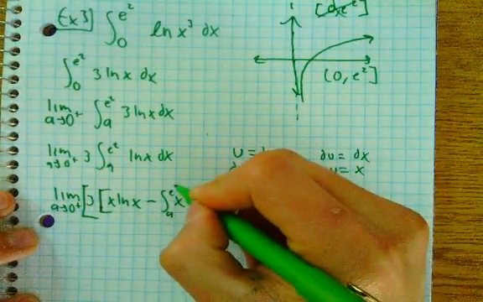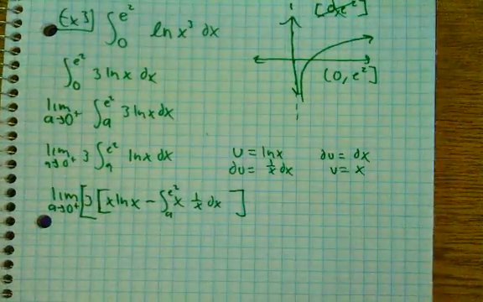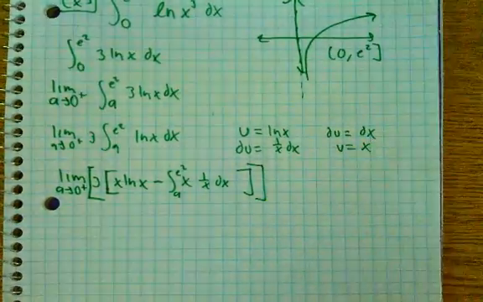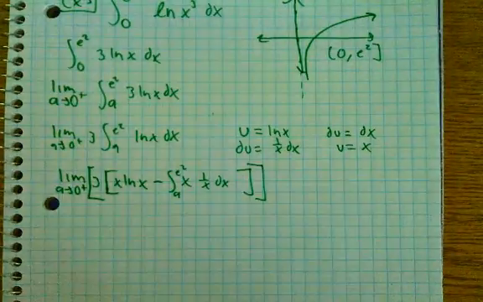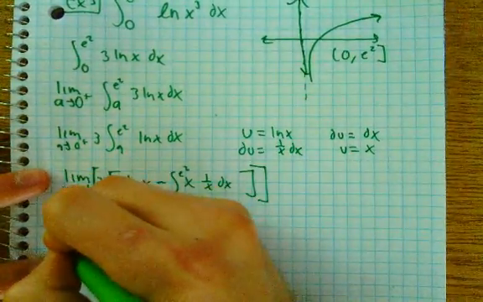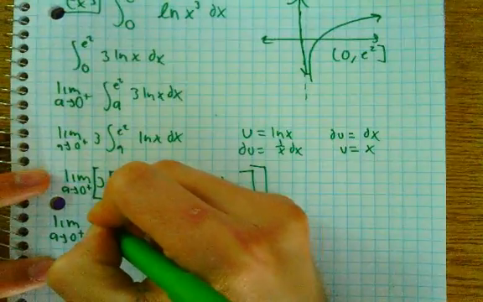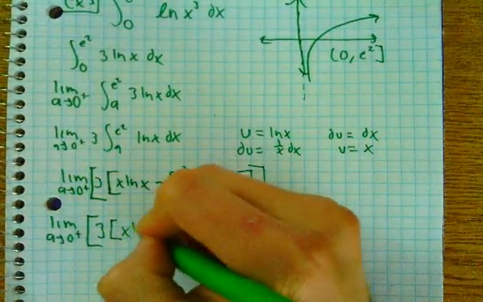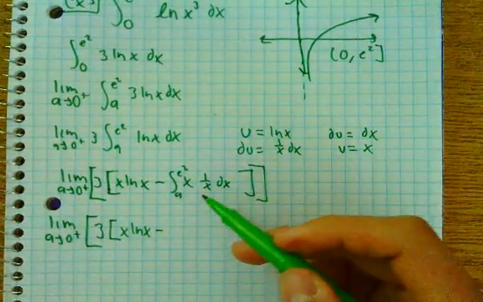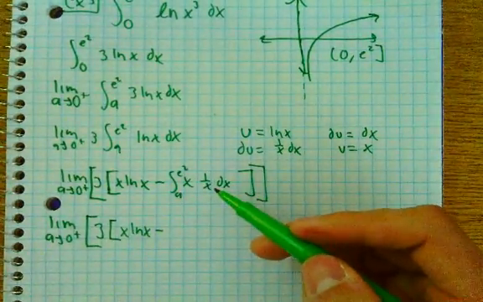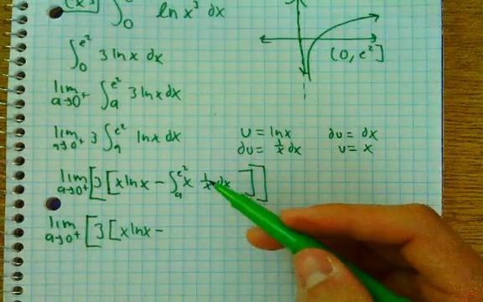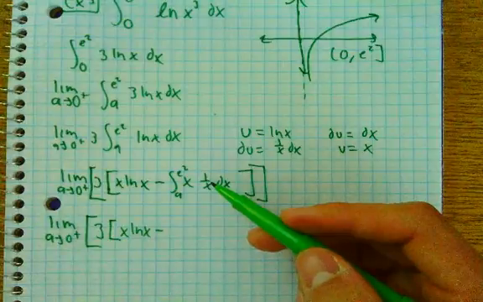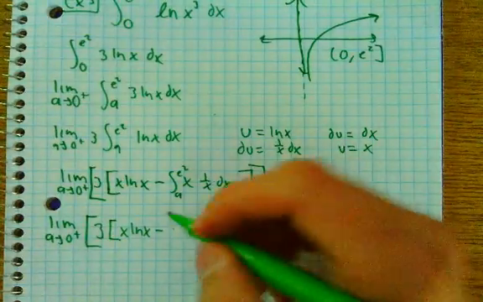We're good so far? Sorry, it's another bracket there. Cool. Alright, so then we have the limit as a approaches 0 from the positive side, from the right side, of 3 times x ln x minus, what's x times 1 over x? 1. So wouldn't the integral be x, right? From a to e squared, right?